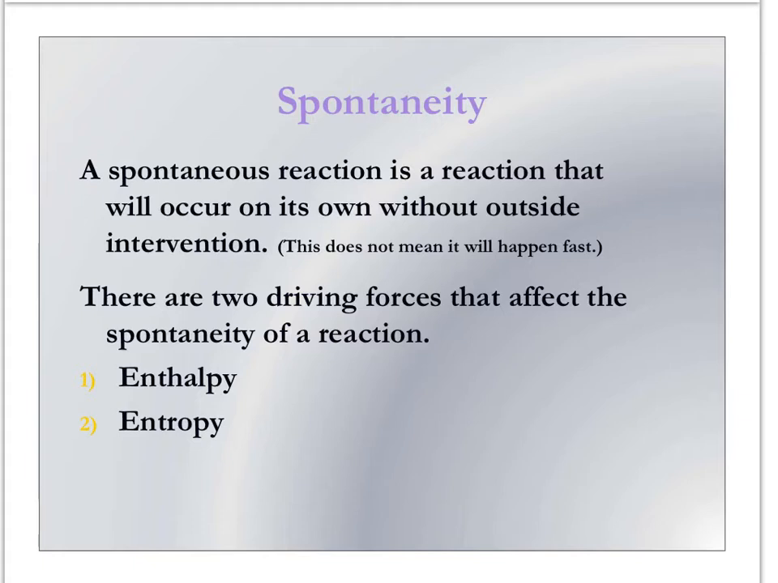What does it mean? A spontaneous reaction means that it's a reaction that will occur on its own without outside intervention. So it is a reaction that is favored to happen by nature and will occur by nature without outside intervention. Now, that's not to say you don't need to give it a little push, a little activation energy to get it to go. That does not mean it's not spontaneous on its own. It also does not mean that it's going to happen fast. So some spontaneous reactions actually take a very long time to occur.